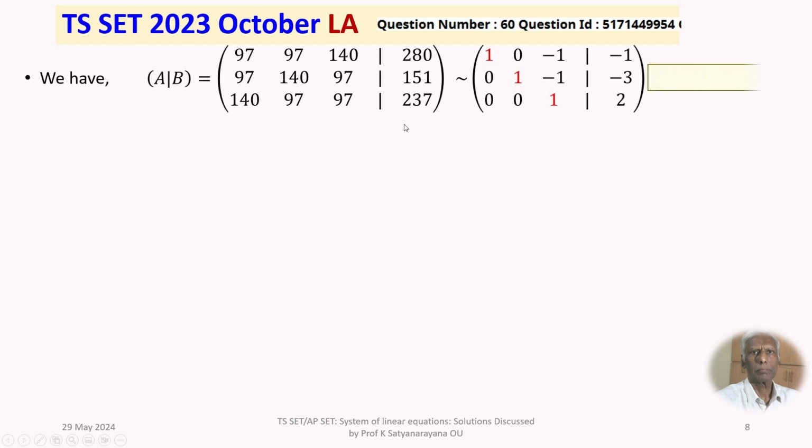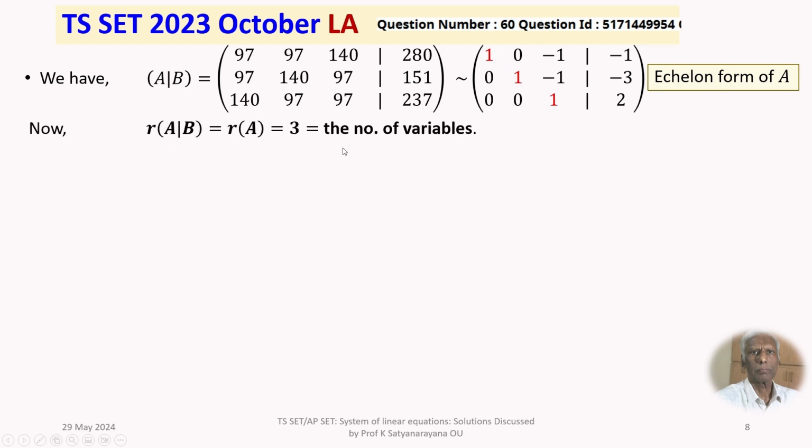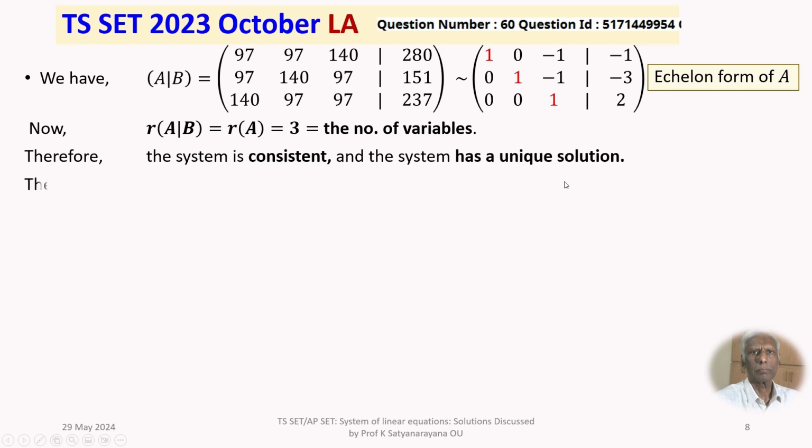So A with B is this, and it is equivalent to this one. It is the echelon form of A with B, and the rank of AB, that is the entire matrix, is 3, and the rank of A, the coefficient matrix, is also 3. That is equal to the number of variables x, y, z. Three variables are there. So therefore, the given system is consistent and it admits a unique solution. By that theorem, the system is consistent and the system has a unique solution. Let the unique solution be solved now.